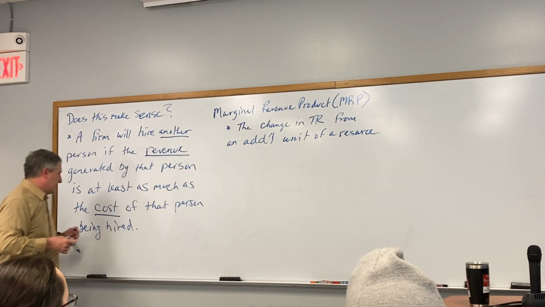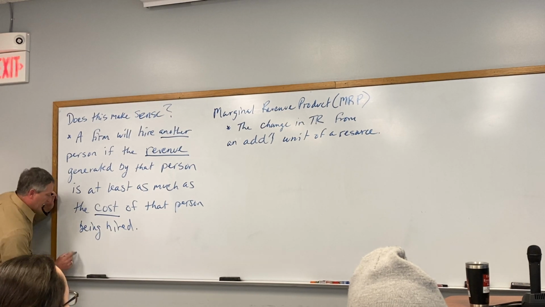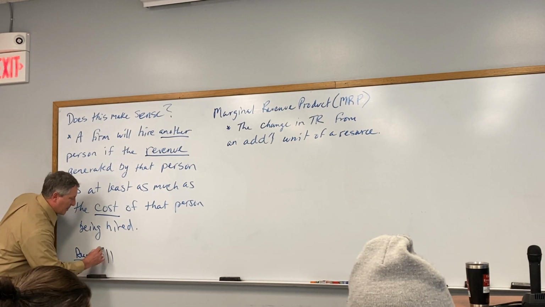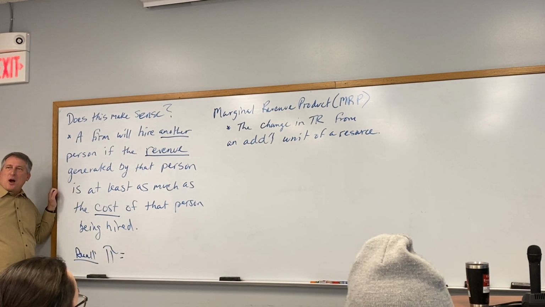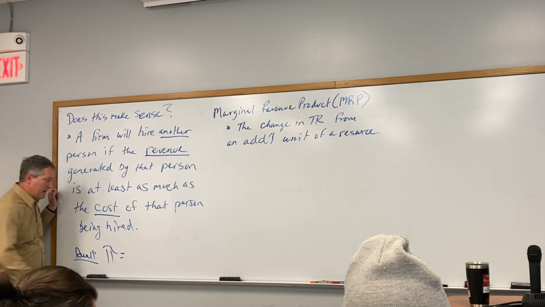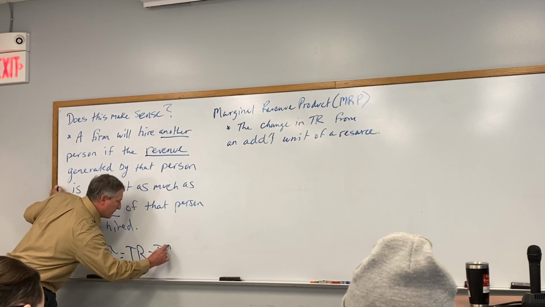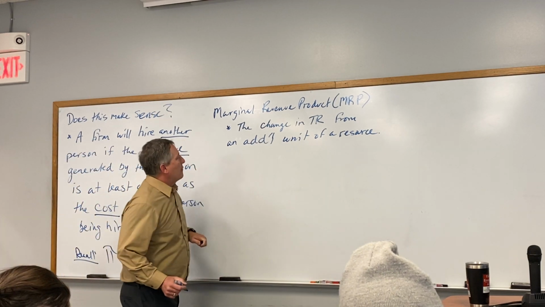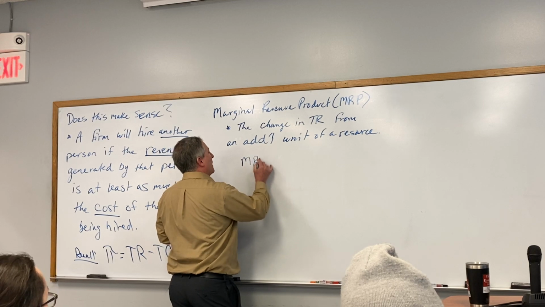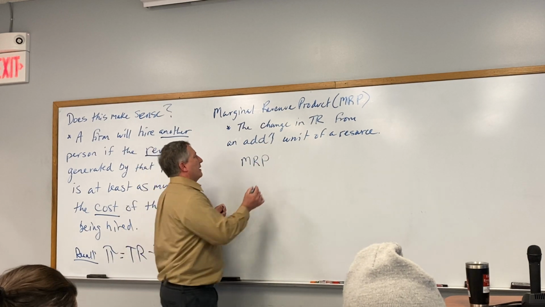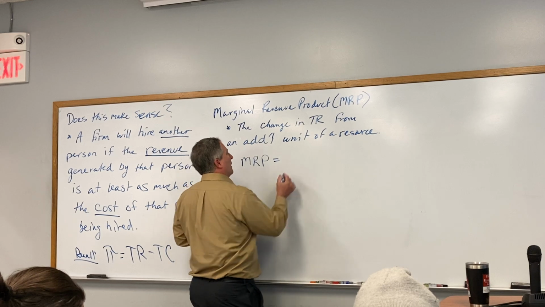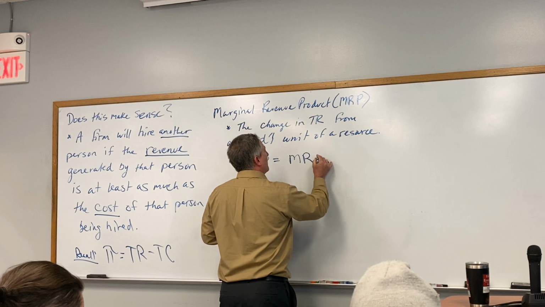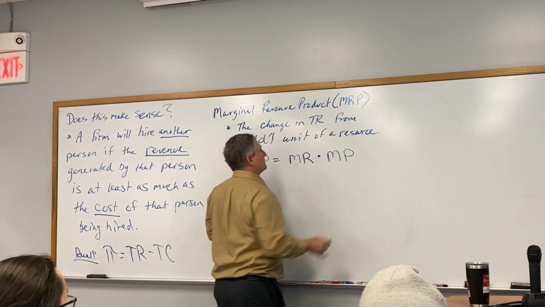So I maybe should have backed up and made crystal clear, recall, what is the profit equation in its broadest form? Total revenue minus total cost. All right, just so we have that tied into this notion. And so now marginal revenue product, the formula: MRP is equal to the marginal revenue times the marginal product.